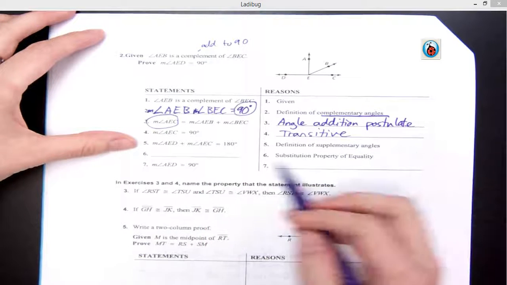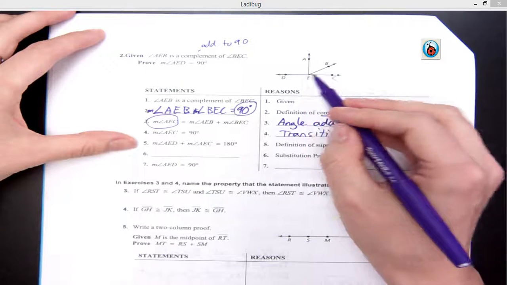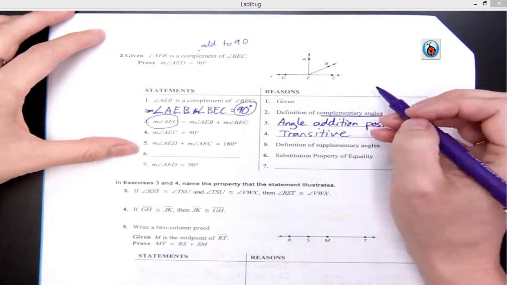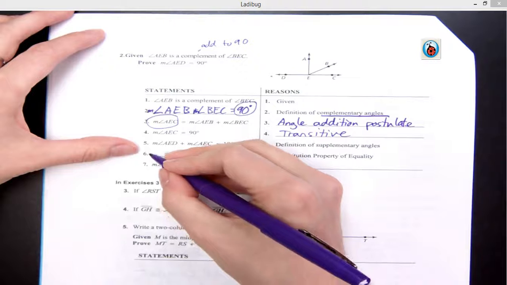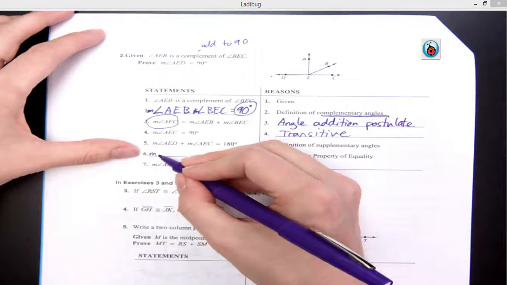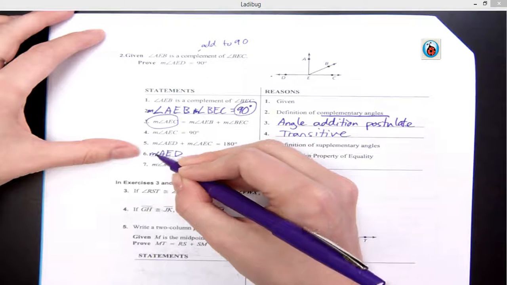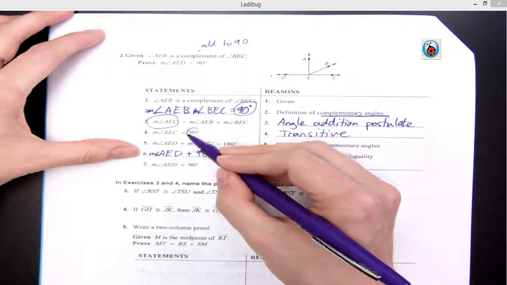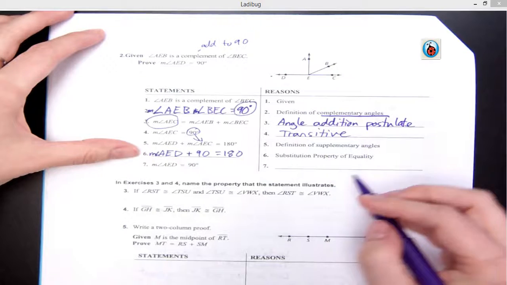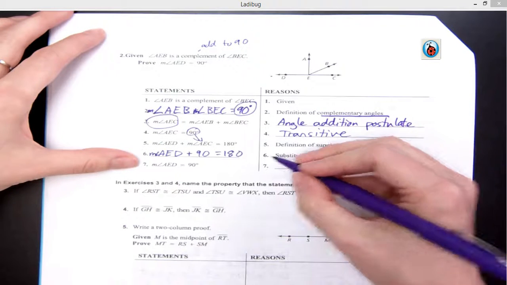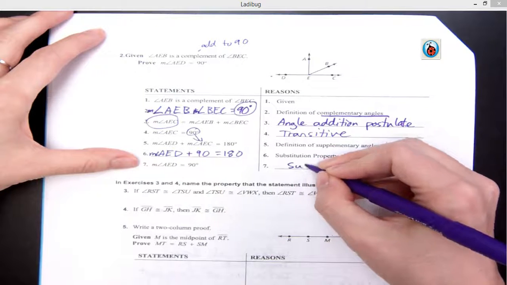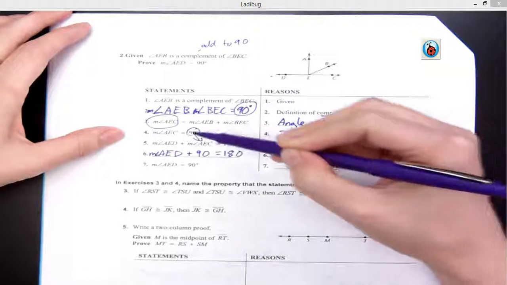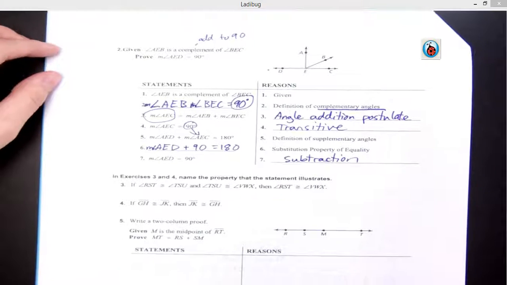The next one they gave to us, but it's just, this is a straight line. We can see it's a straight line and it has the arrows going out, and so they're equal 180 degrees. And so therefore, the measure of AED plus 90 has to equal 180 because I'm plugging the 90 in for AEC. That's substitution, and then to get the measure of AED by itself, I just subtract. So I'm just working step by step and finding what's the most logical thing to put in each of these lines here.